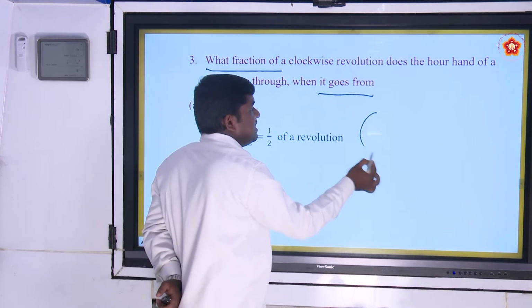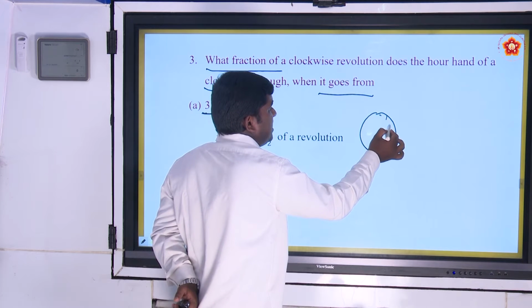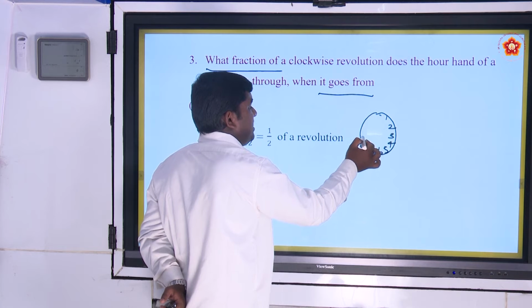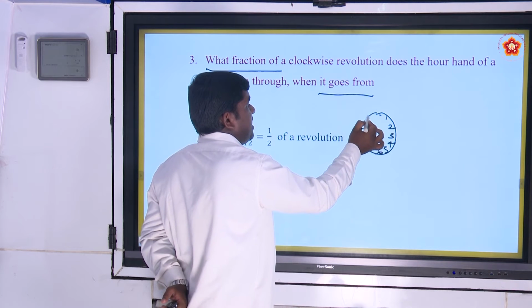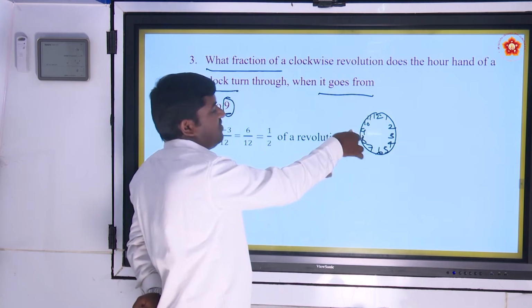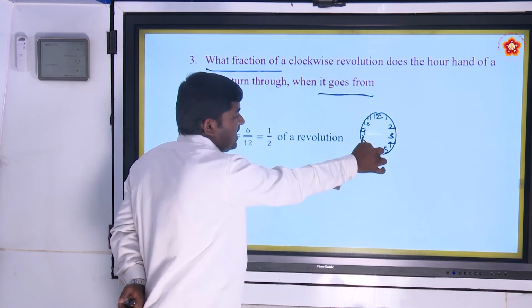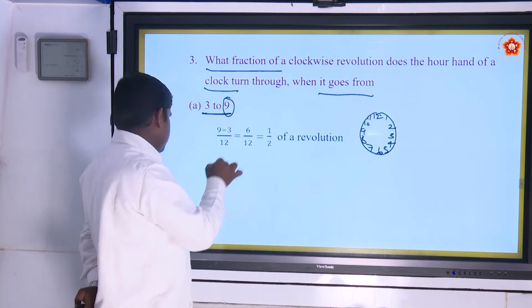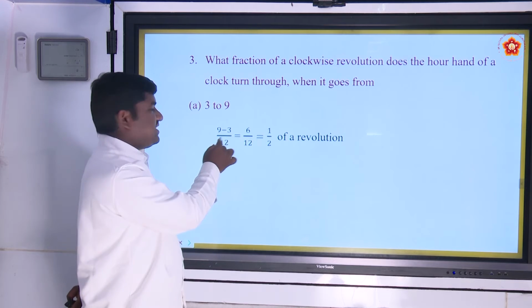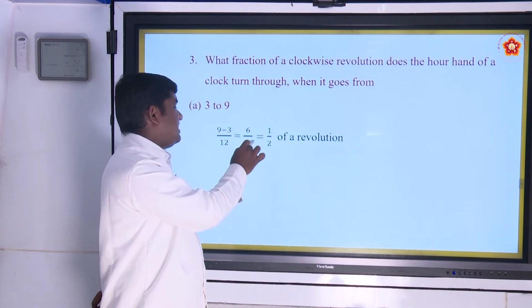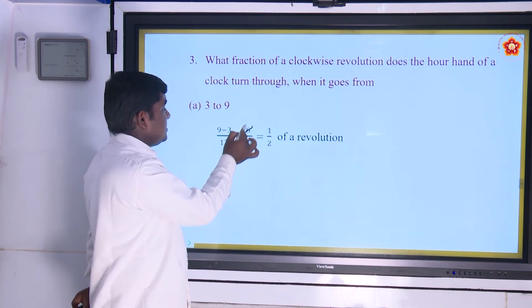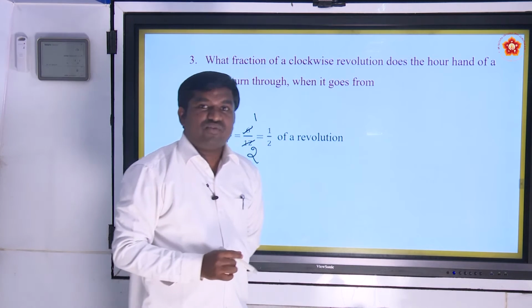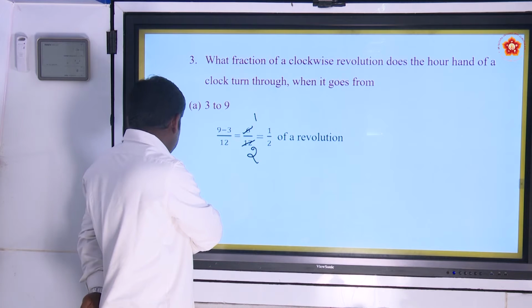See, in a clock, 1, 2, 3, 4, 5, 6, 7, 8, 9, 10, 11 and 12. Total 12 hours or 12 movements here. So 9 minus 3 divided by 12 is equal to 6 divided by 12. 9 minus 3 is 6, divided by 12, that gives 1 by 2. See, 6 ones are 6, 6 twos are 12. So 1 by 2 of a revolution.